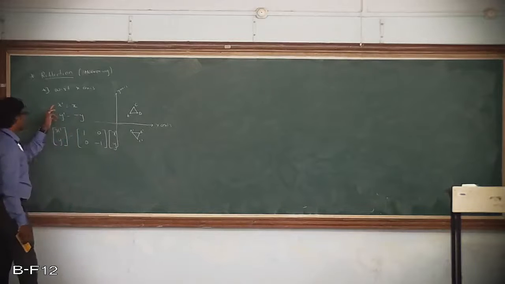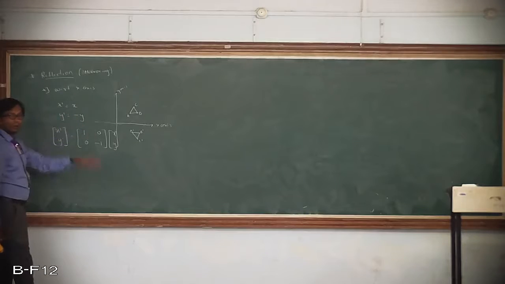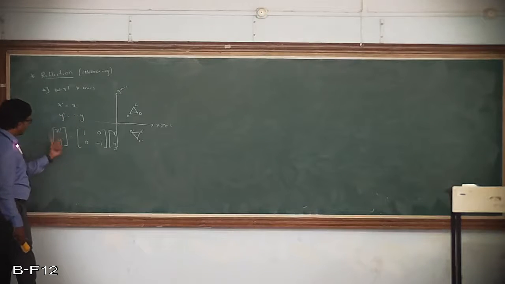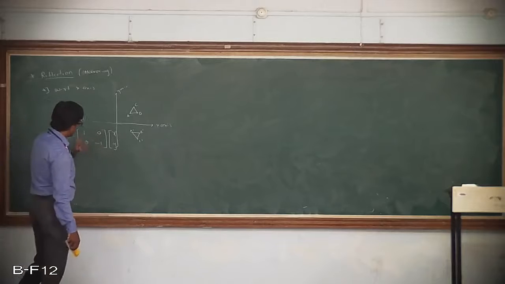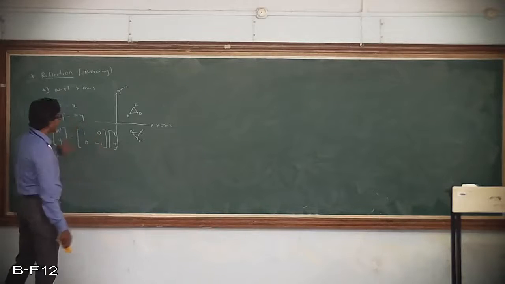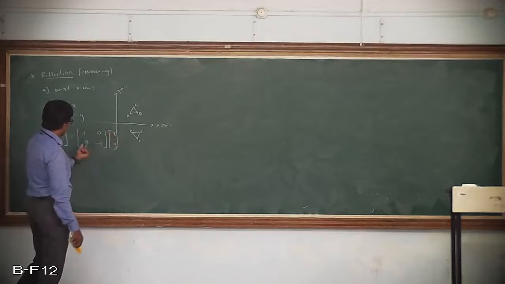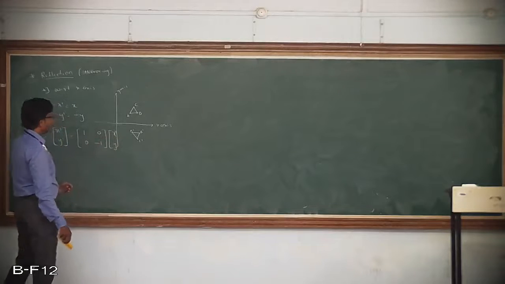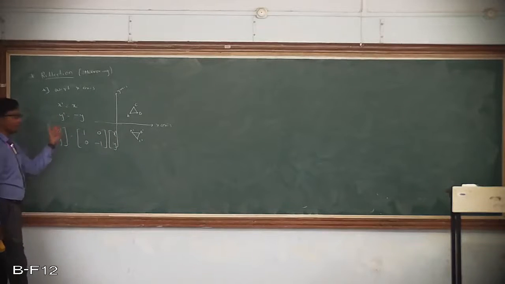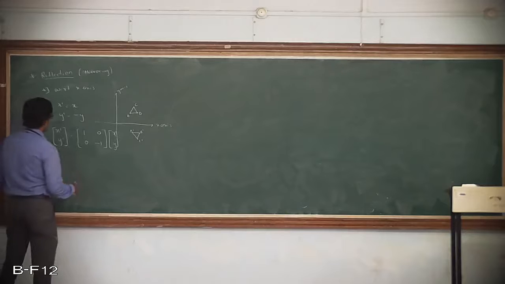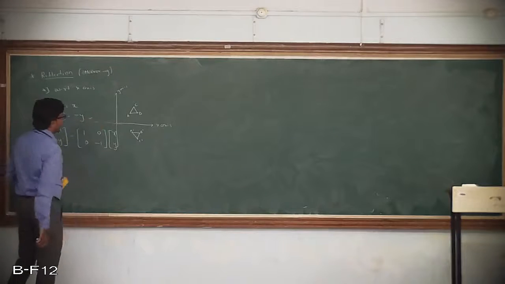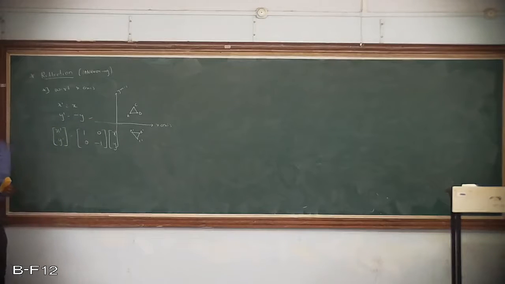So x dash will be equal to x, y dash will be equal to minus y. So x dash y dash is 1 0 0 minus 1. If I want to write it in a matrix form, 1 0, 1 into x is x, 0 minus 1 into y is minus y. You will be getting the same parameter. So you need to remember with respect to what axis we are doing the reflection operation.